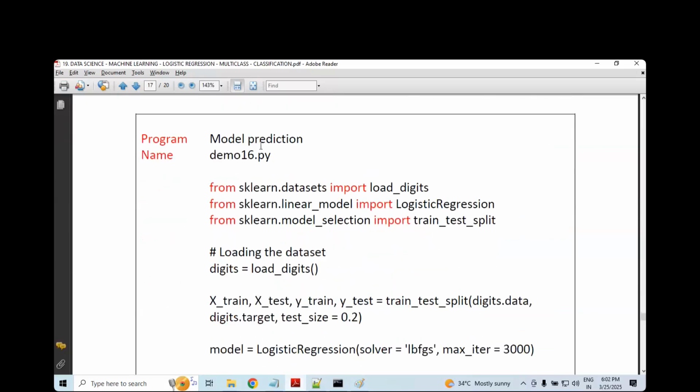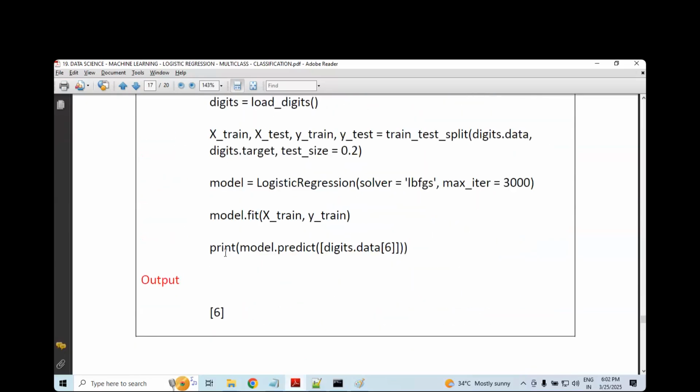The next one will be prediction. Let me explain about this one. Now make a note on this. Generally, to do the prediction, I am supposed to provide the X test data set. What data set? X test data set. But I'm still providing digits dot data of 6. Why? Because I wanted to cross verify. Sixth number means there is definitely a number we already know. Then I wanted to confirm whether it is really doing the right prediction or not.